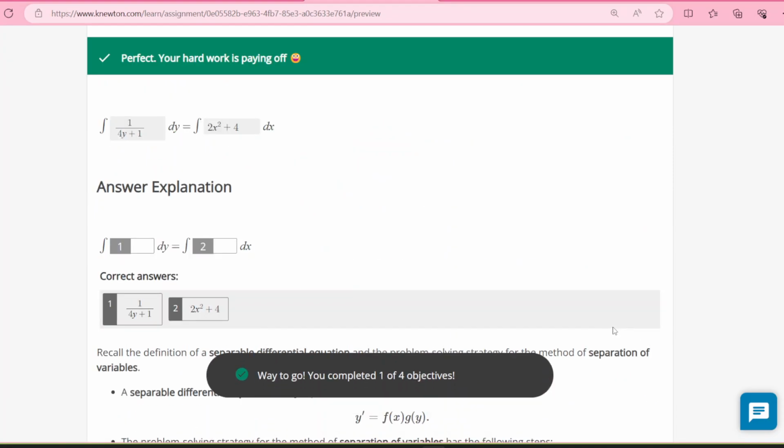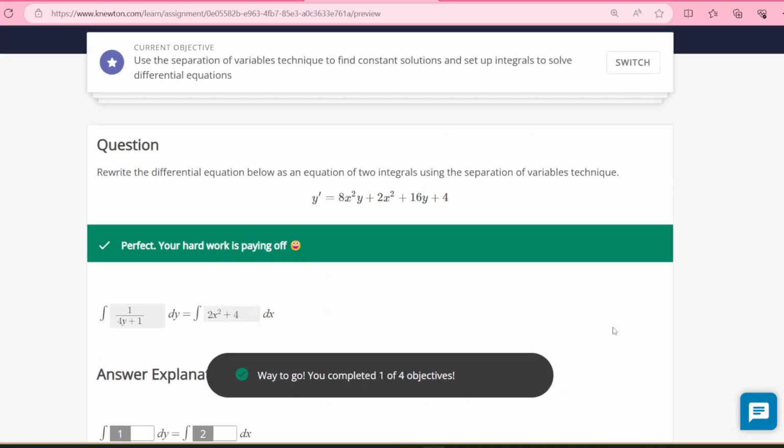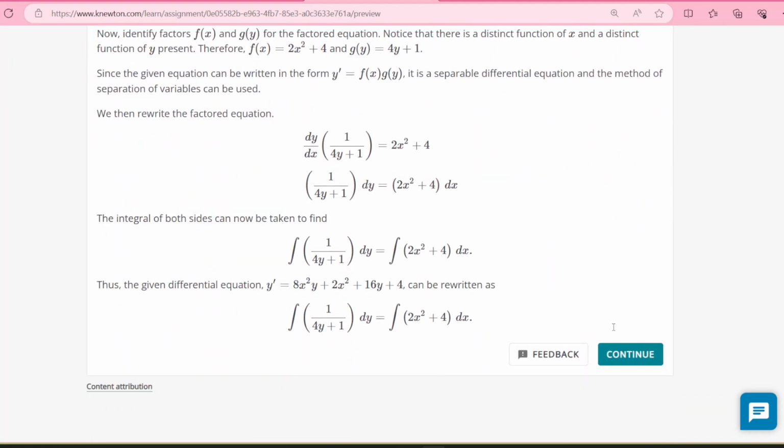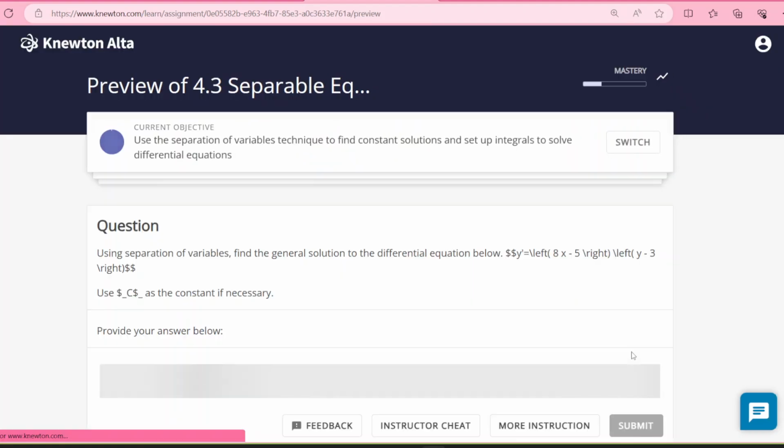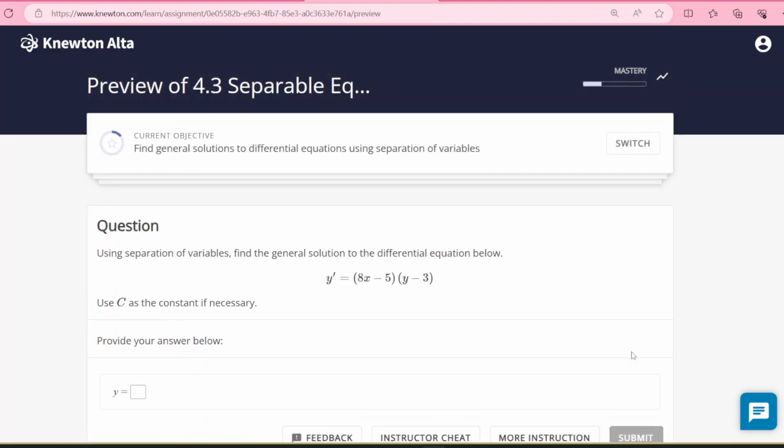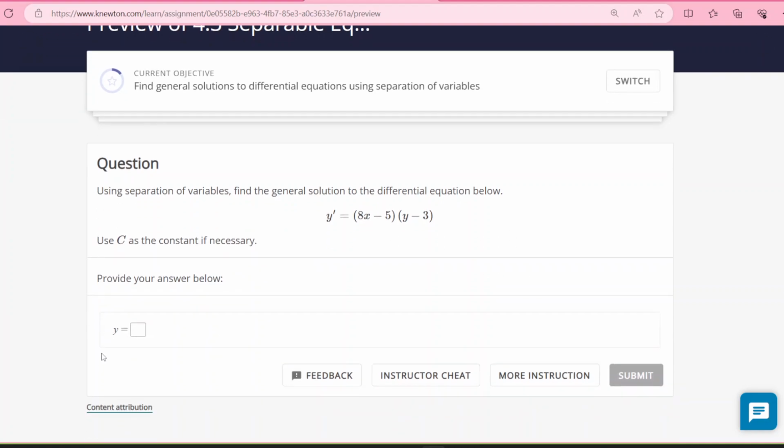Wonderful. All right, so it looks like that objective's finished. Great. Keep moving. All right, so this time we're actually asked to solve. Go about and actually find the explicit solution, y equals some function of x.